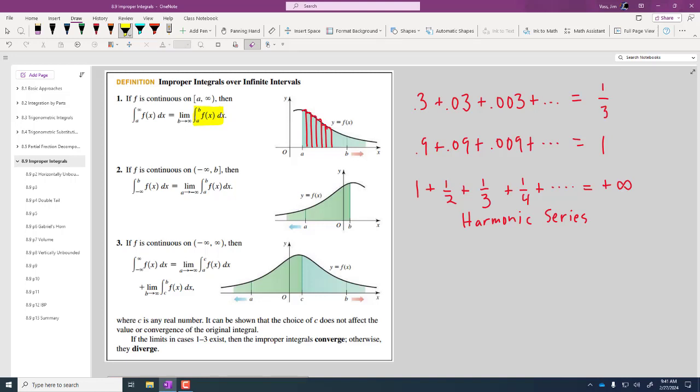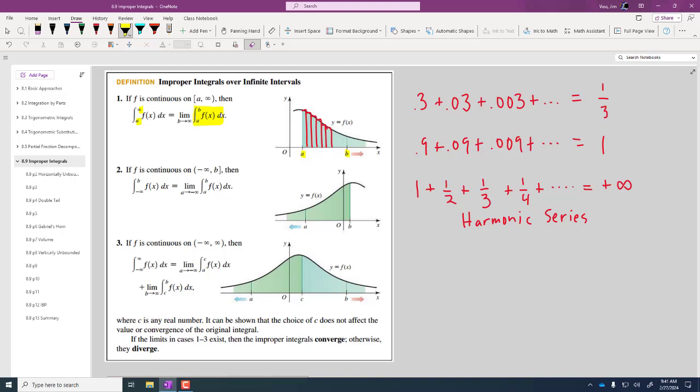So this one wants to go from a to infinity. So we're starting at a. And what we're going to do is lop off the tail. And we're going to find the area between a and b, which is a definite integral. We can find that, right? That's just a regular definite integral.